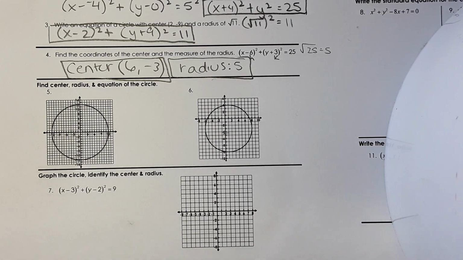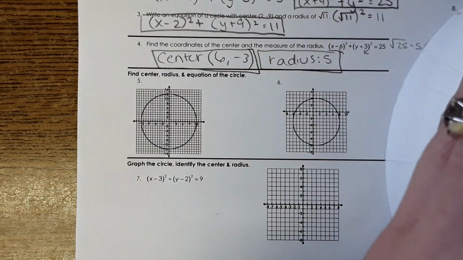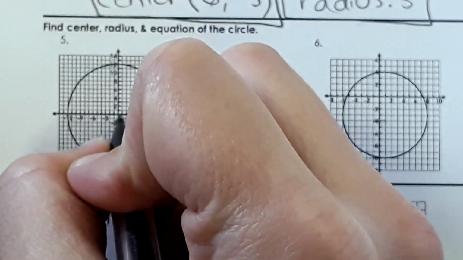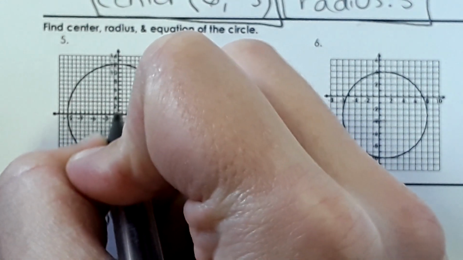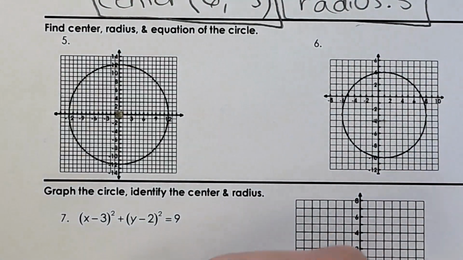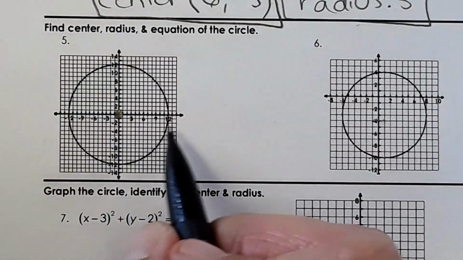Okay. Number 5, now they gave us a picture. They want us to find the center and radius, and then from there, we can write the equation of a circle. So to start out, you have to eyeball where you think the center is, and then just check to make sure it's the center. So just kind of use spatial reasoning to figure out where you think it is, which I think is probably right here.